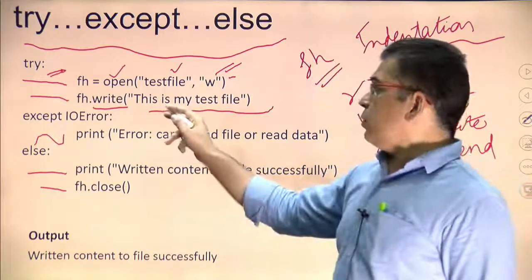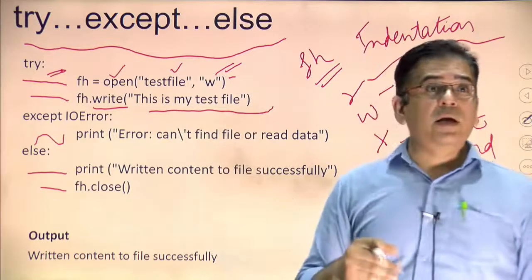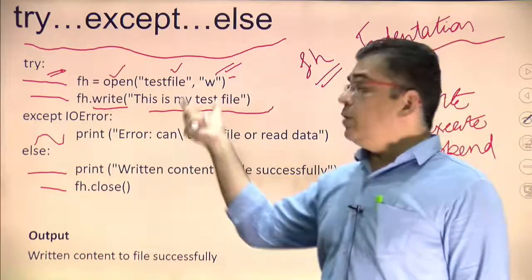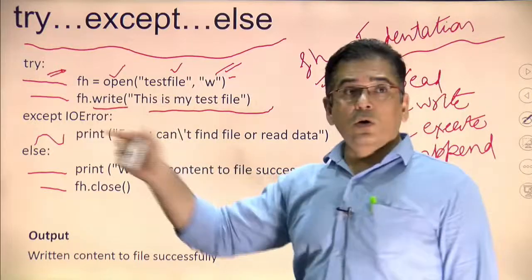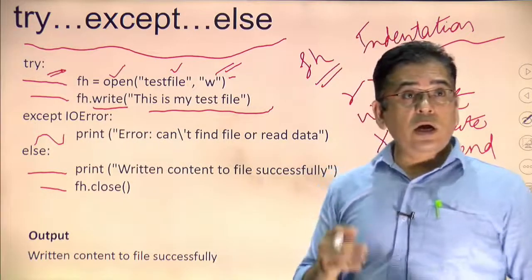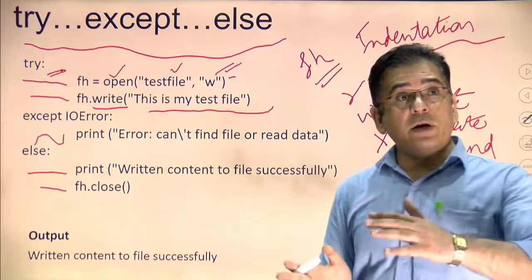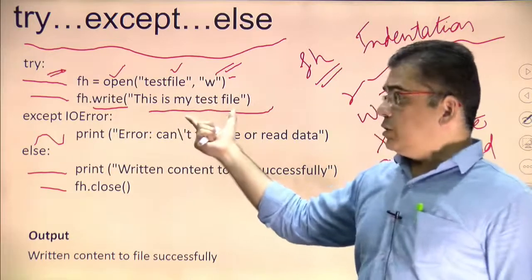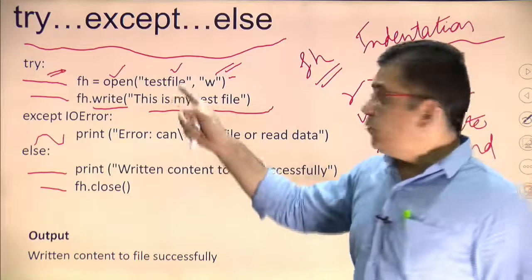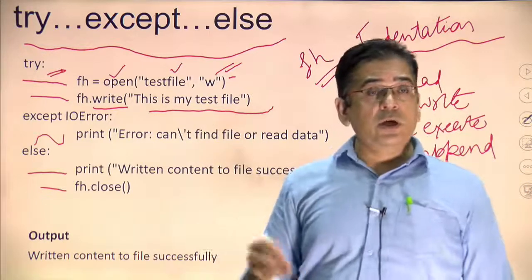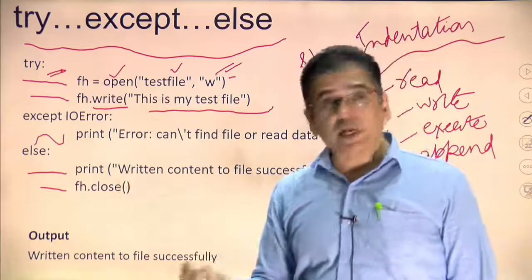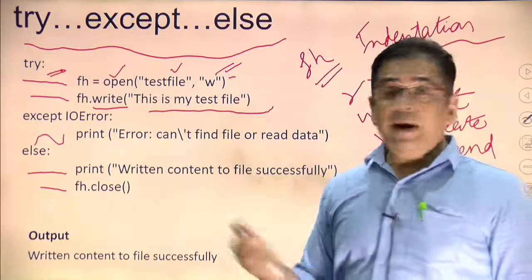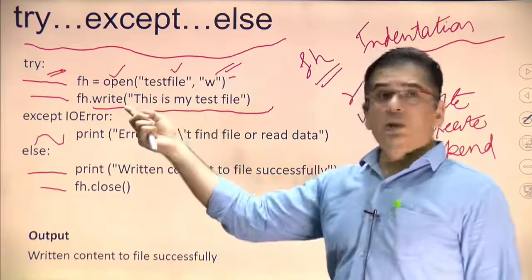Simply this output will be printed: this is my test file, and it will be written in this test file. Because I am using the write function, the test file will be written with this content: this is my test file. If the test file does not exist, in that case a new blank file by the name test file will be created, and this will be stored in that file.